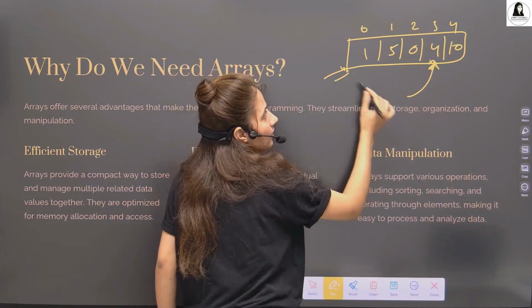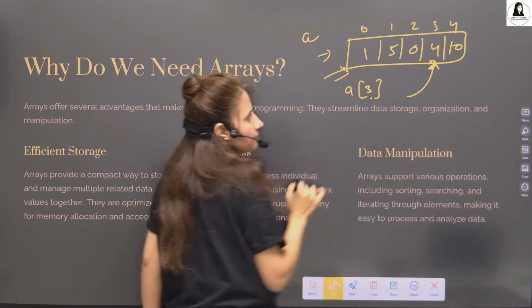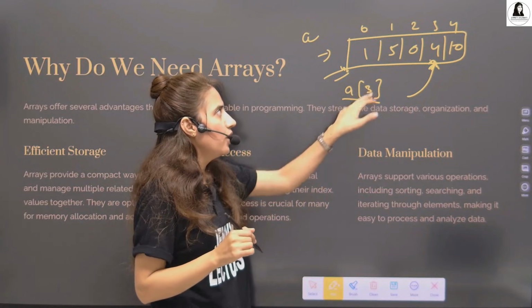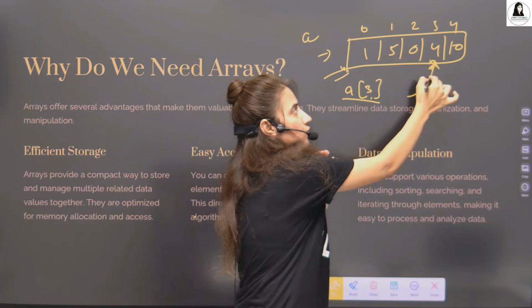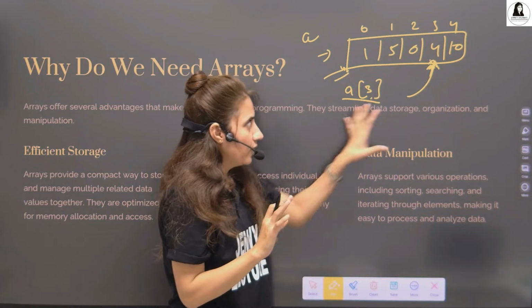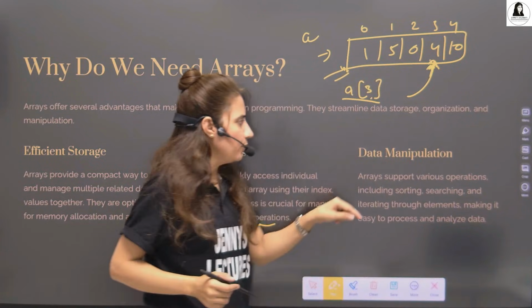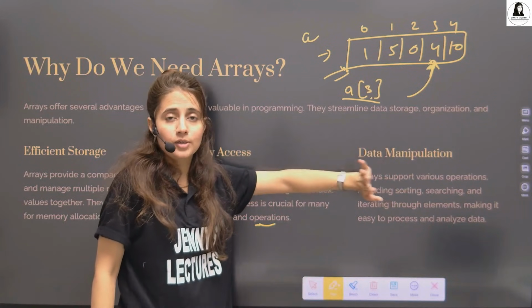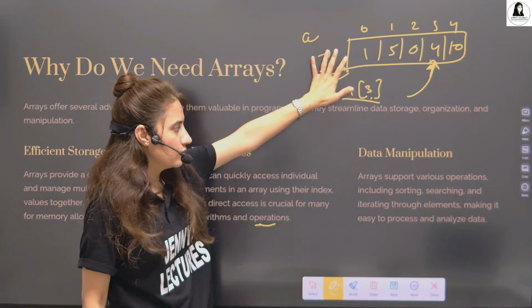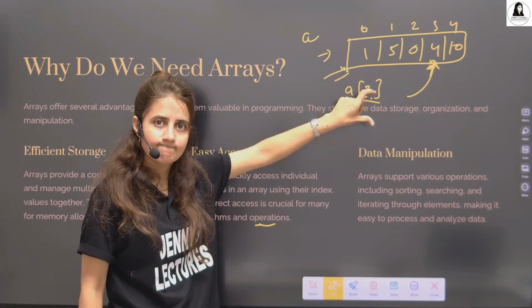How to access this element? Use the name of the array, suppose A, and the index of this element, which is 3. Just use this and you can directly access it. There is a formula to calculate the address of this element directly. That also I'll tell you, don't worry. But for now, I think it is clear how you can access directly. And then data manipulation: various operations we perform on arrays, like sorting and searching, are easy to perform. So you can access the data and easily manipulate it.